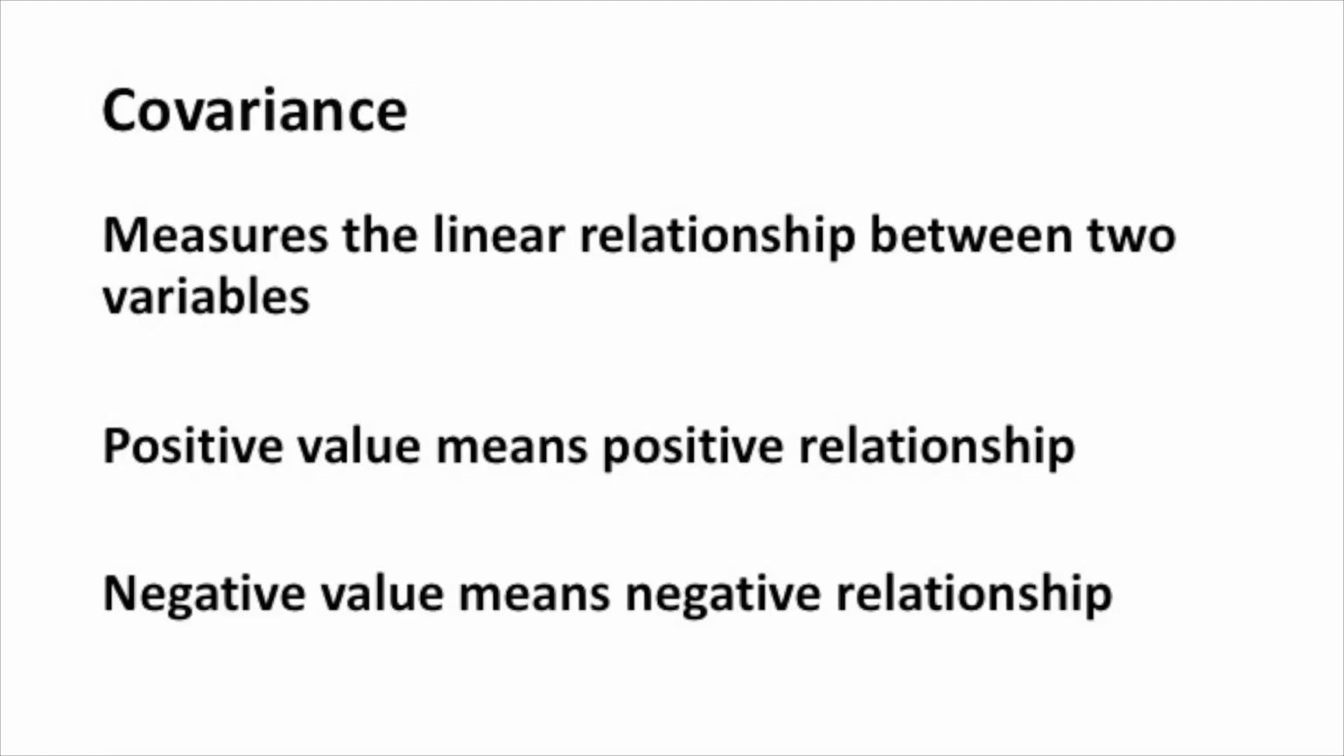There are actually some statistics that we can calculate that give us a more precise idea of a relationship's direction and strength. The first is what we call the covariance. The covariance measures the linear relationship between two variables. If you get a positive value for the covariance, it tells us you have a positive relationship. And a negative value for the covariance tells us that we have a negative relationship between the two variables.